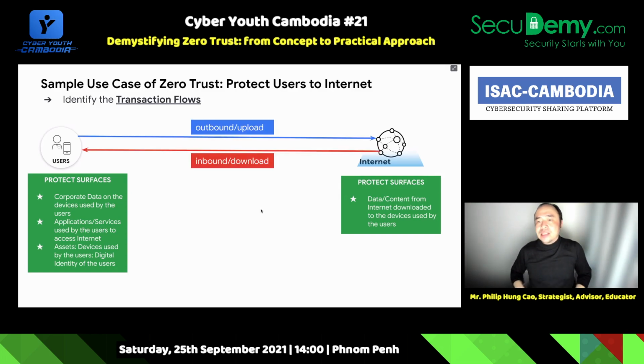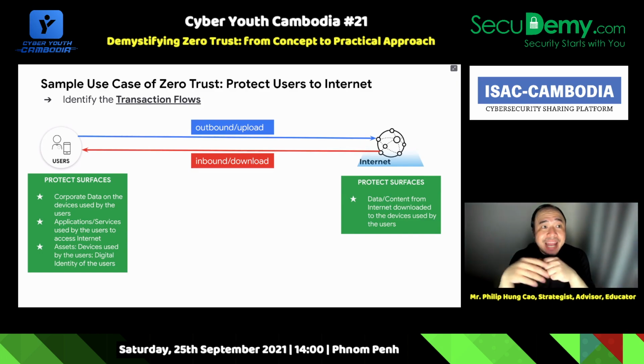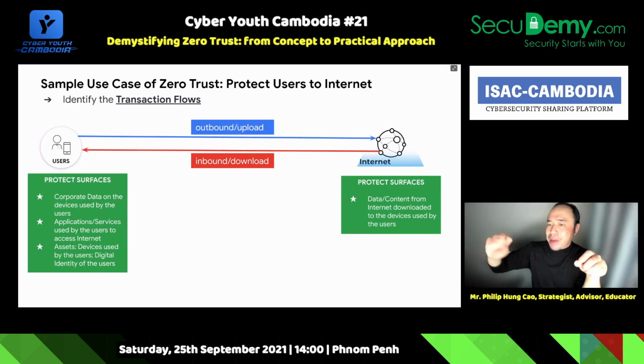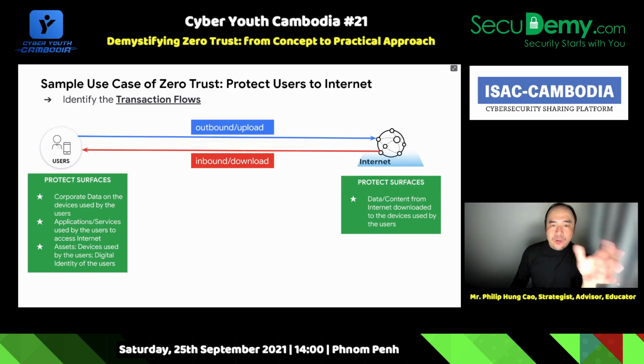So in the internet, between the user and internet, you will have two transition flows. The one transition flow I will call the user going to internet, or normally we call it outbound or upload. And the other transition flow is back from the internet back to the user, or we call it inbound or the download portion. So this is the transition flow.